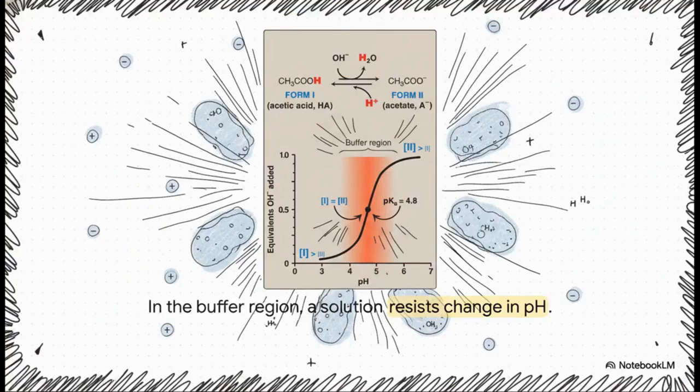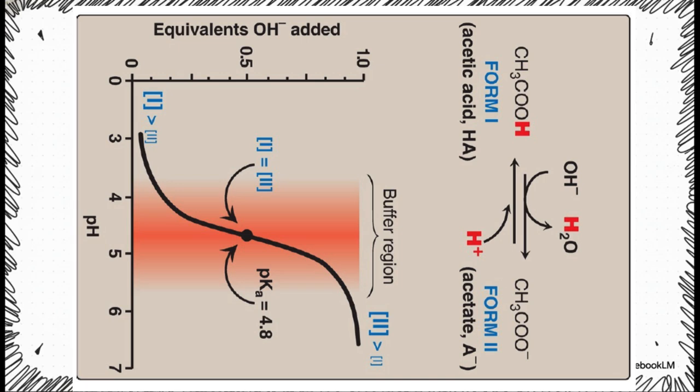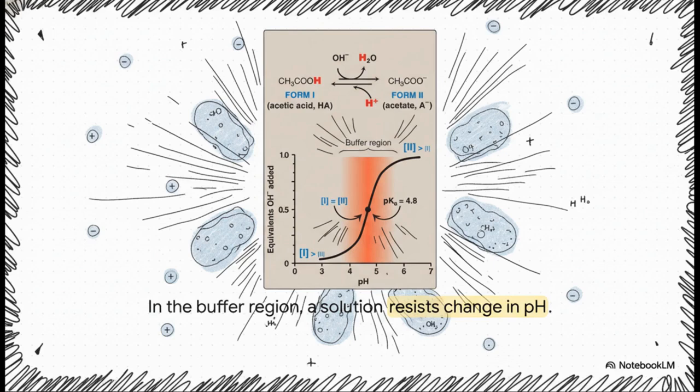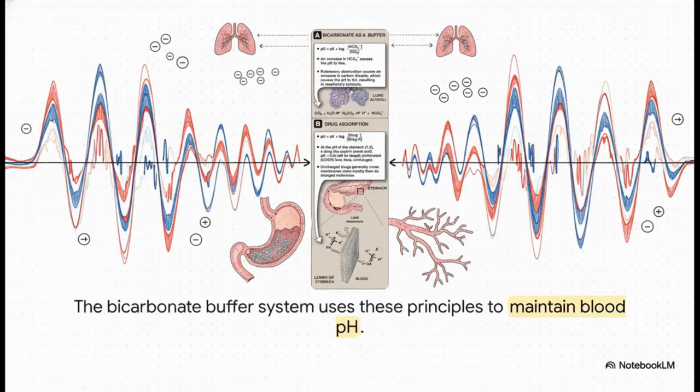Let's go back to that flat part of the curve, that buffer region. This is really where the magic happens. In this zone, right around the pKa, the solution just resists change. It can absorb extra acid, it can absorb extra base, and the pH barely budges. It really is like a chemical sponge for protons, and its whole job is to maintain stability. And that stability, it's not just nice to have, it's absolutely vital for life.